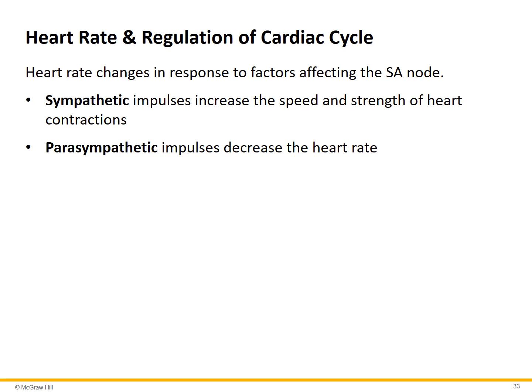So these are nerve stimuli coming to the heart. Remember, I said the heart can be regulated by nerve impulses, neurotransmitters, which would be what's associated with nerve impulses, or hormones. So sympathetic fight or flight response is going to increase the speed and strength of heart contractions. Parasympathetic is often referred to as rest and digest. So these are responses that are going to decrease your heart rate.